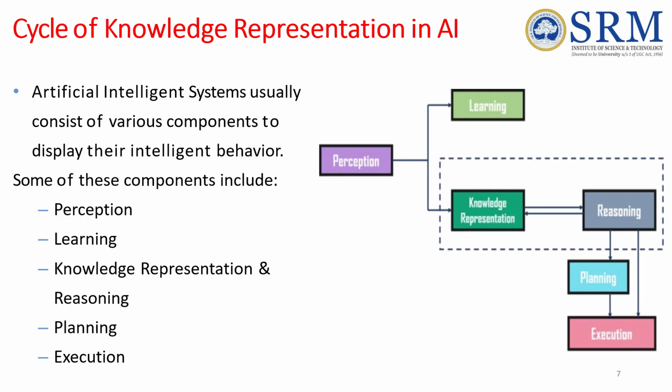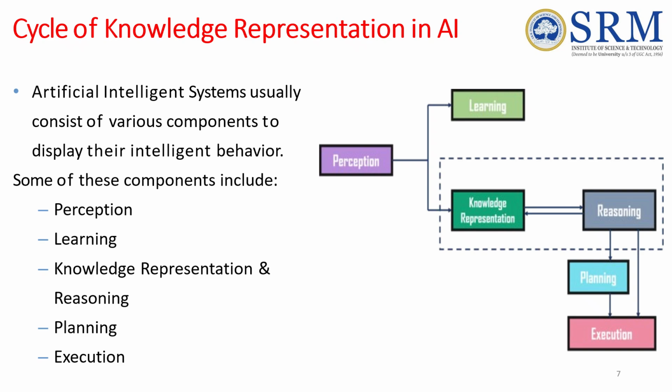Next we'll be moving to learning. Learning enables the AI system to improve its knowledge and performance based on experience as well as data. A good example for learning: an email spam filter learns from previously labeled emails and improves its ability to identify spam messages.